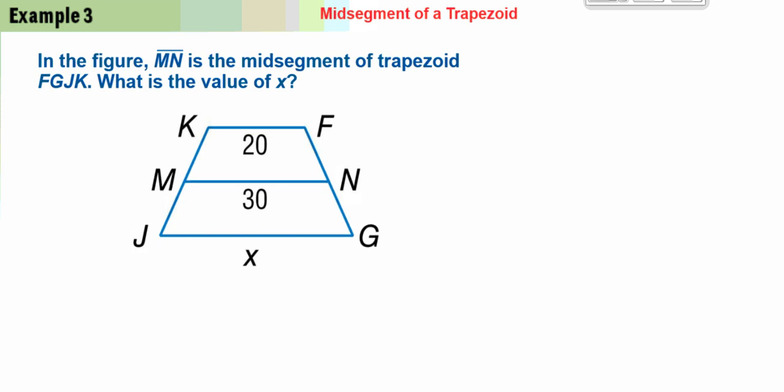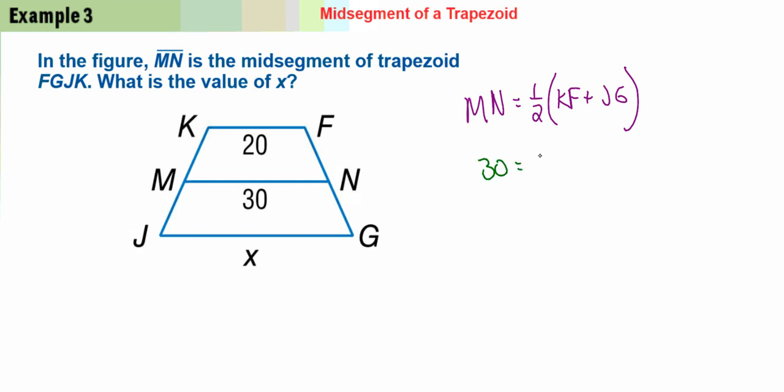By the mid-segment theorem, that mid-segment, which is MN, is equal to 1/2 of KF plus JG. So let's put in the numbers that we know. The mid-segment is 30, and that's equal to 1/2, and KF is 20, plus GJ or JG, which is X. And we have to solve that.